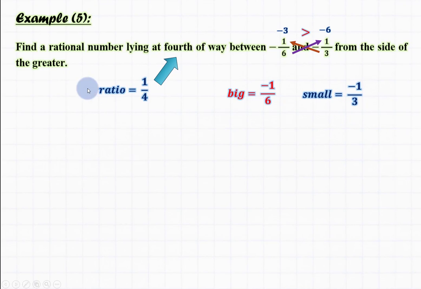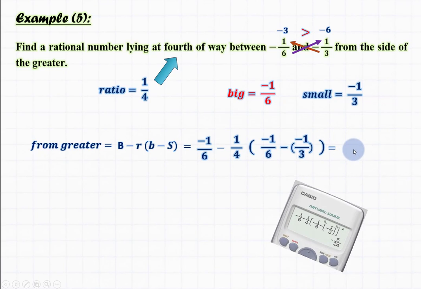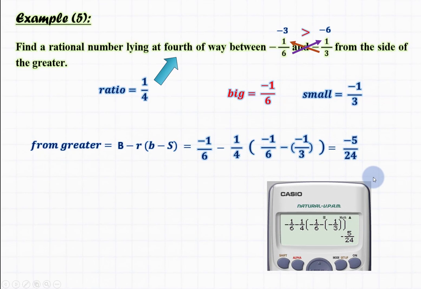To solve this example from the greater side, we type the rule: big minus ratio, or fraction, and inside the bracket big minus small. The big number equals negative 1 over 6 minus the ratio 1 over 4, and inside the bracket big minus small, which equals negative 1 over 6 minus negative 1 over 3. By using the calculator the result will equal negative 5 over 24.